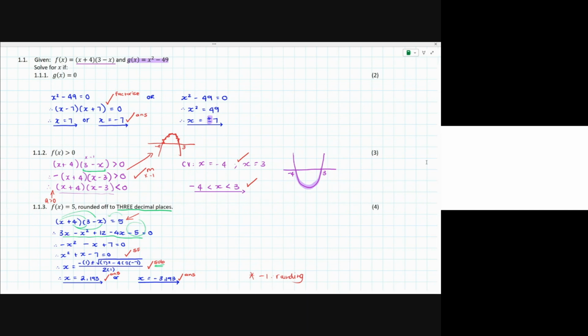Ma'am, for this question, for 1.1.2, I already distributed the whole bracket and everything, and it gave me a quadratic. So what I did was I took the quadratic that I got there and just made it equal to 5. Since you don't get a mark for it, is it okay that I did that?